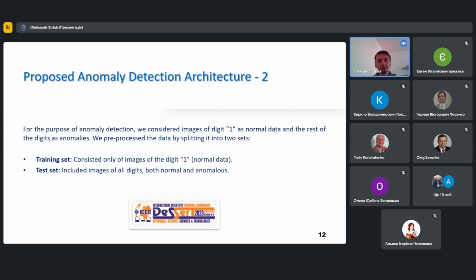For the purpose of anomaly detection, we considered images of digit 1 as normal data and the rest of the digits as anomalies. We preprocessed the data by splitting it into sets. Training set consisted only of images with the digit 1. Normal data test set included images of all digits, both normal and anomalous, and a small fraction for the validation set while we trained the model to assess its performance.